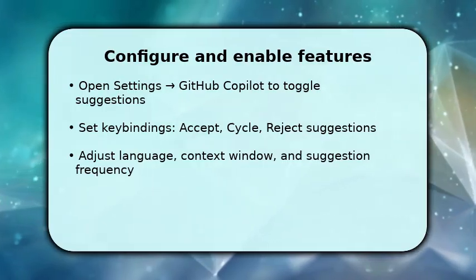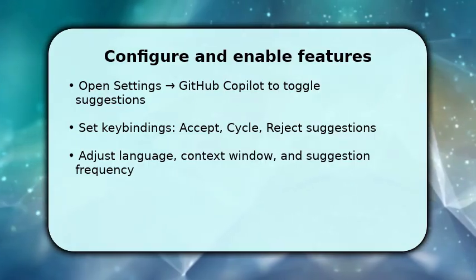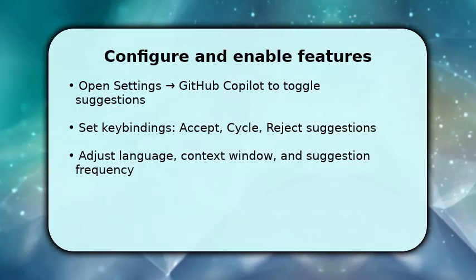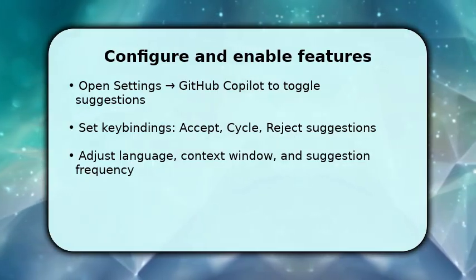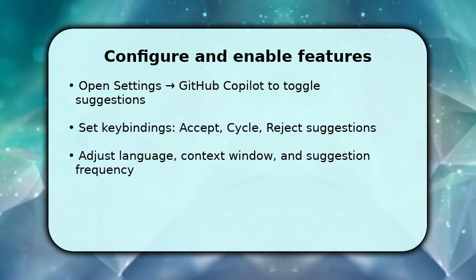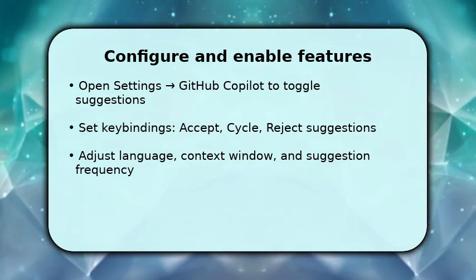Then set the context window size and enable specific language support for Java, Kotlin, Python, or others. You should also review file and project scopes so Copilot focuses on relevant files. This improves suggestion relevance and reduces noisy completions.